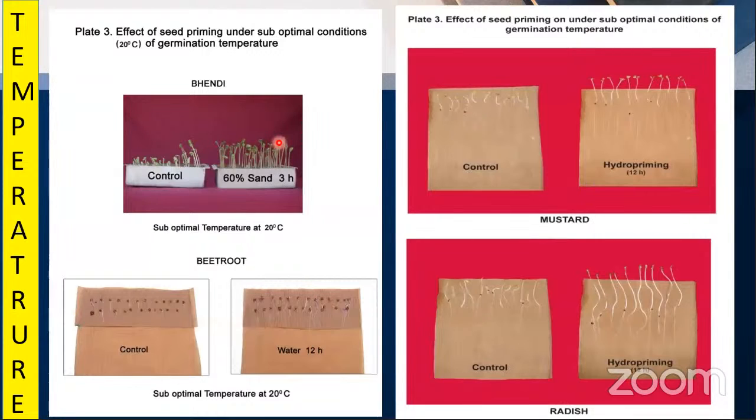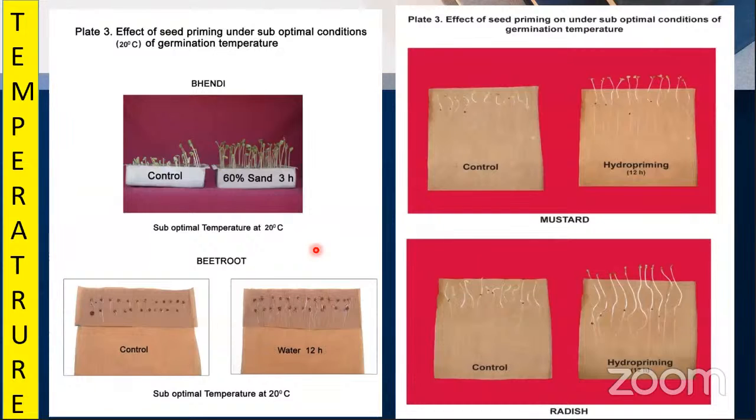So we can see in this slide the effect of primed seed under suboptimal temperature. Okay, this is 20 degrees centigrade. When I visited Netherlands, I could see that the Incotech company and other seed processing companies are giving so much importance to seed priming, mainly because the temperature is always low over there when compared to the tropical countries. So they have a temperature stress of suboptimal temperature. Only when they prime the seeds do they get optimal emergence of the seedlings. So compulsorily they take up priming.